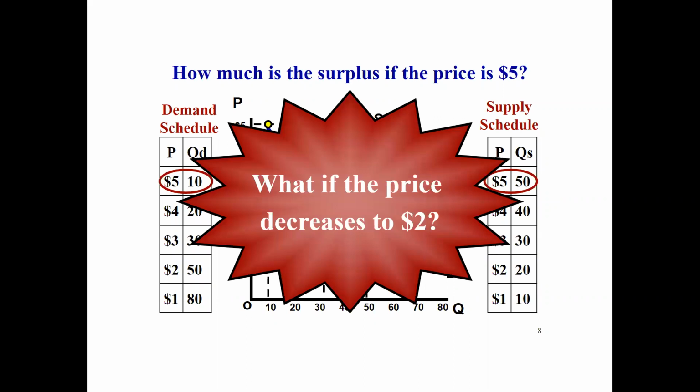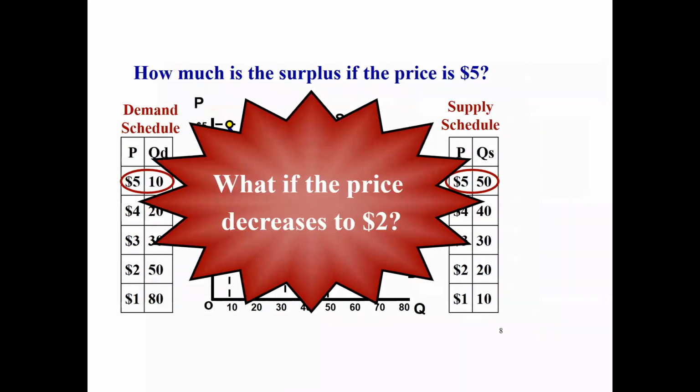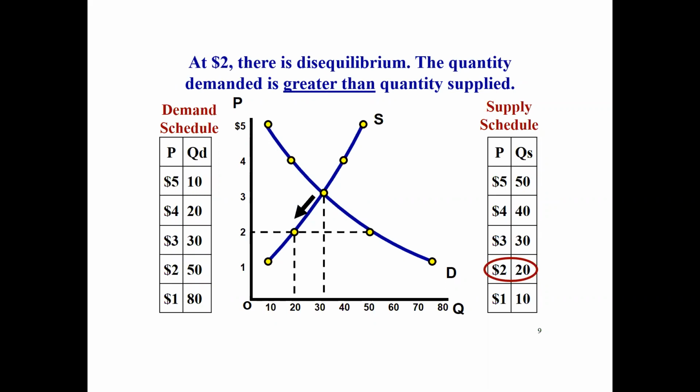Now, what if the price decreases to 2? All right. Here at 2, notice what happens. People want 50 shirts. I only have 20. All right. I have a shortage. It's a shortage of shirts because quantity demanded is greater than quantity supplied.